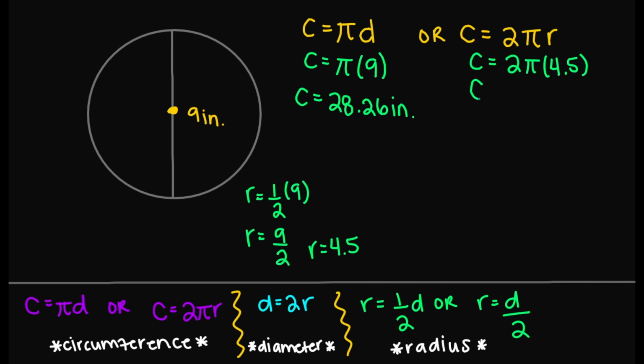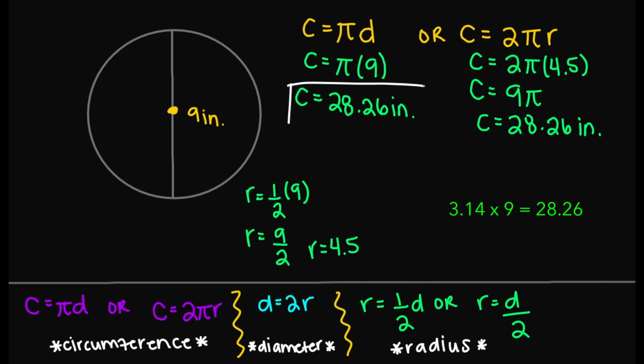Now, when I multiply, C equals 2 times 4.5, which we just did, that's going to equal 9. And then if I multiply 9 times pi, which is what we did on this side here, then you're also going to get 28.26 inches approximately. So your final answers here, if you do this formula or this formula here on the right, you're going to get approximately 28.26.